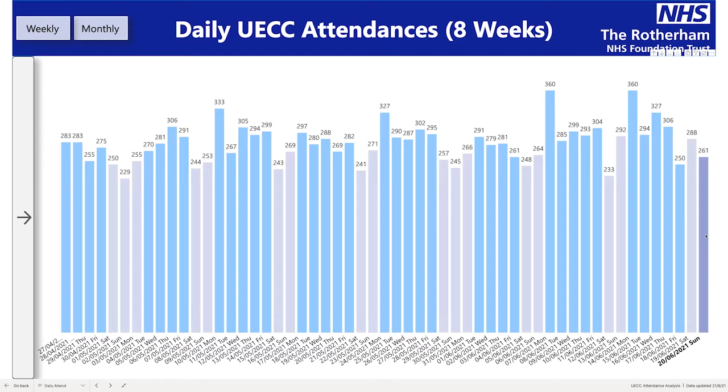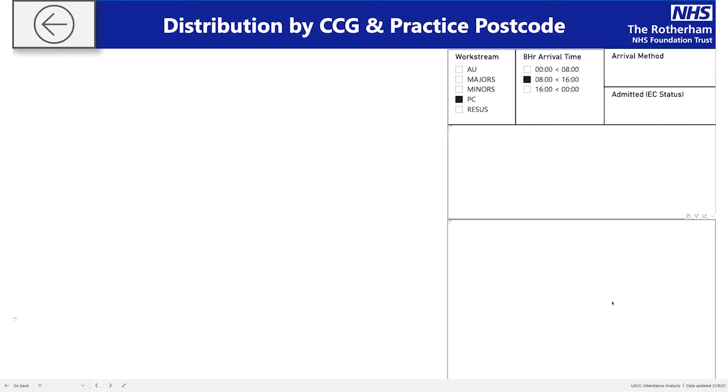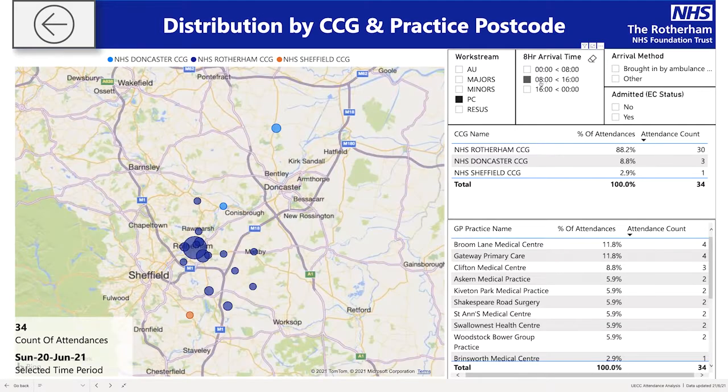In addition, you can drill through to see the CCG by practice locations, and for that particular day you will see already highlighted there we have primary care patients arriving within 8 to 16, the dark blue being Rotherham CCG and light blue correlating to Doncaster CCG. This has the same functionality across lots of the other reports as well.